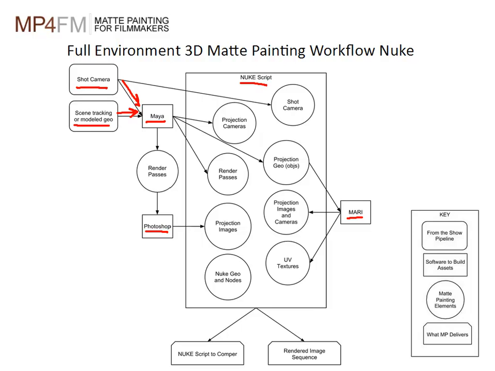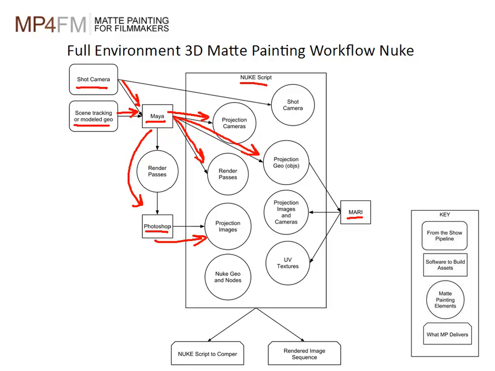And from the Maya file, the matte painter will export projection cameras, projection geo, and any rendered passes that can come out of Maya. Maya will then export any render passes to be imported into Photoshop to be painted on top of. And once those are painted, they are exported from Photoshop into Nuke as projection images.